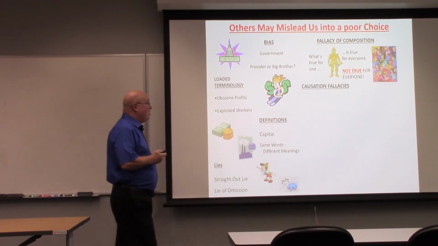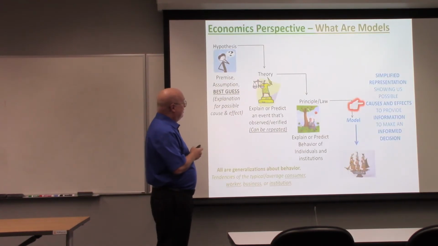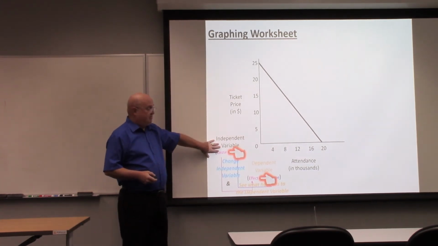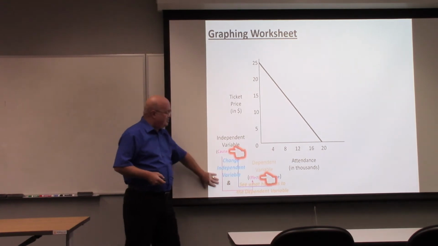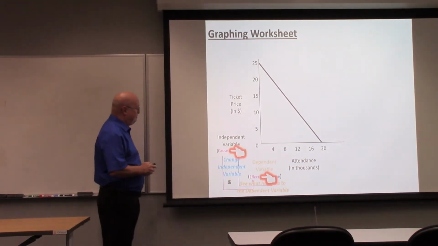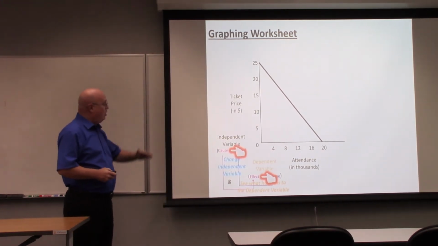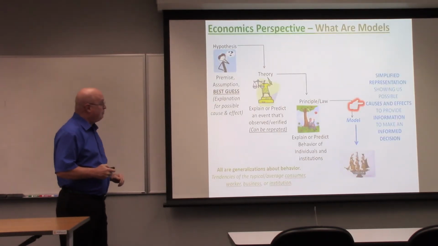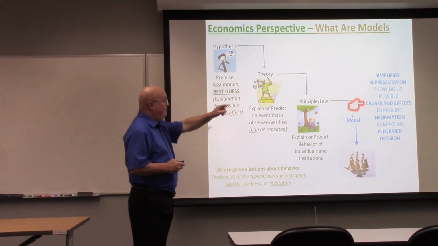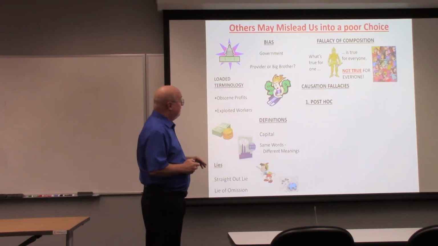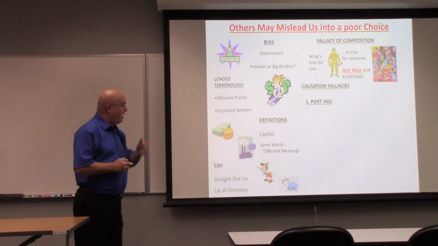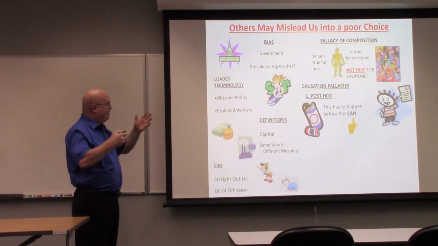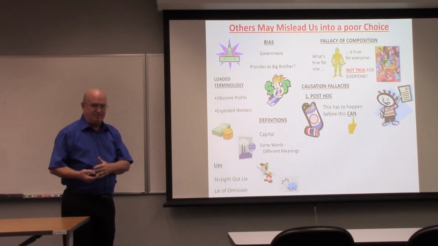Now, there's also what's called causation fallacies. Whoops, back up here a second. Remember, we talked about the independent variable causes an effect on the dependent variable. So that's what we mean by causation. Something causes something else to happen. Right? Cause and effect are models. So the first one is what's called the post hoc fallacy. And basically, something has to happen so this can happen.